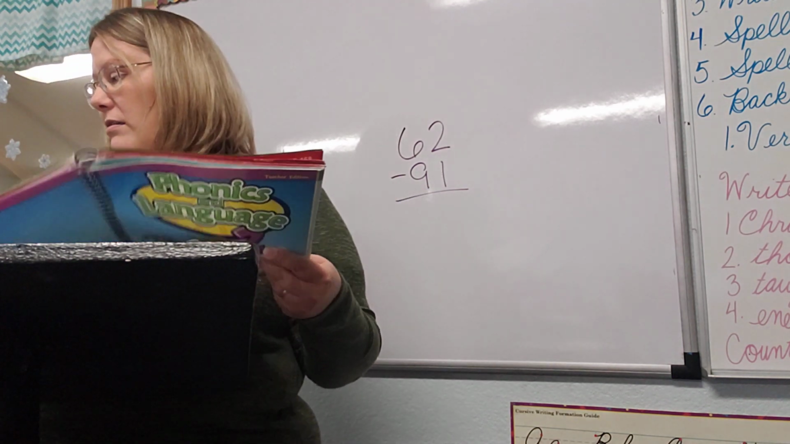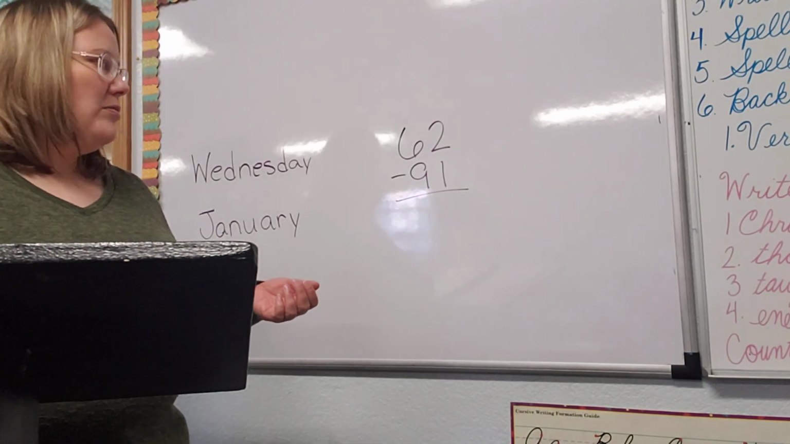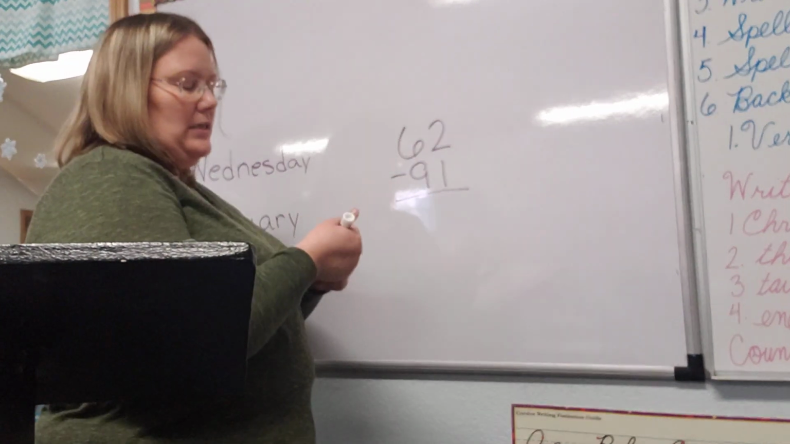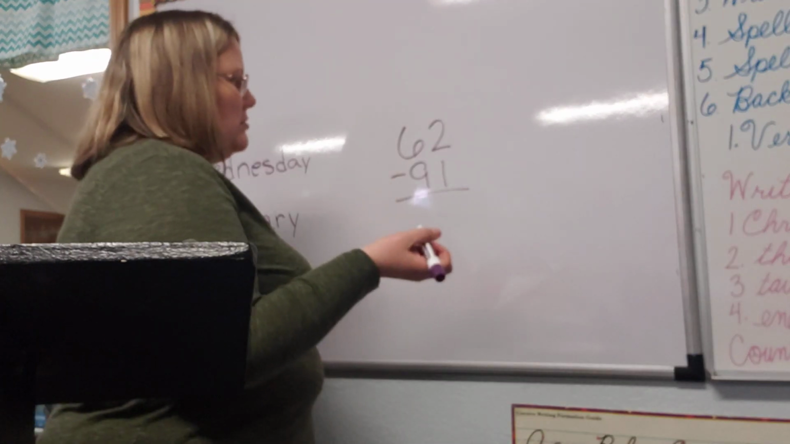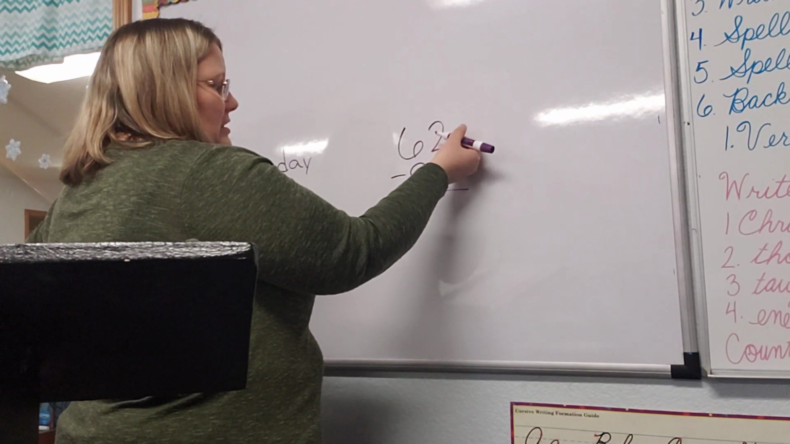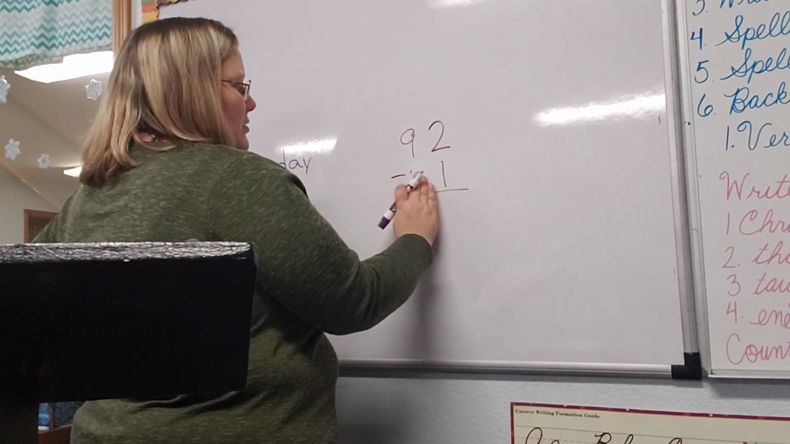All right, on math, I want to review. Let's review a borrowing problem right here. It's kind of hard to see in the glare, but 62 minus 19. Hopefully you understood this, but if not, we're going to look at this one and see, I think I wrote that different, 92 minus 61.